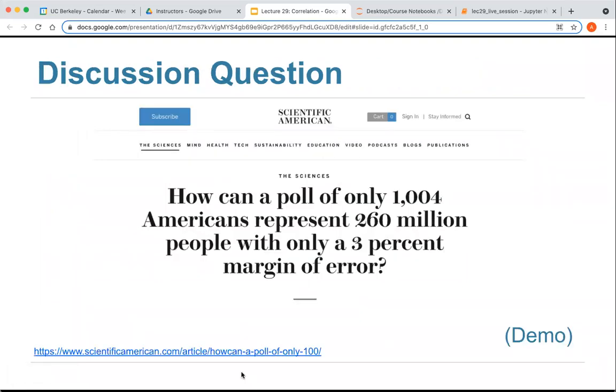Here is the headline of an article in the Scientific American, which asks a very reasonable question. How can a poll of only 1,004 Americans represent 260 million people with only a 3% margin of error? The idea here is that 260 million is a ton and 1,000 is relatively tiny compared to that. How is the margin of error so small? Clearly, the person who wrote the article was intending to imply that the margin of error should be quite a lot larger. But we can compute the margin of error.